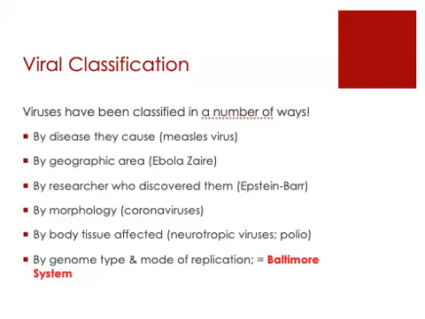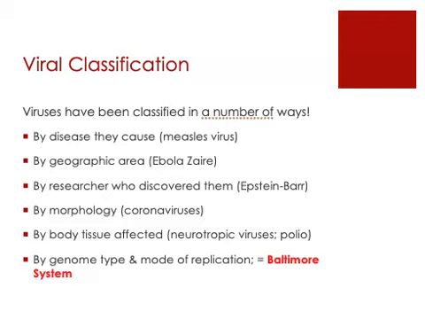There is one system of classification, though, that we can apply to all viruses, and that system is referred to as the Baltimore System. The Baltimore System classifies viruses according to three things: according to their type of genome, how that genome is structured, a feature that we refer to as sense designation, and finally by their mode of replication.